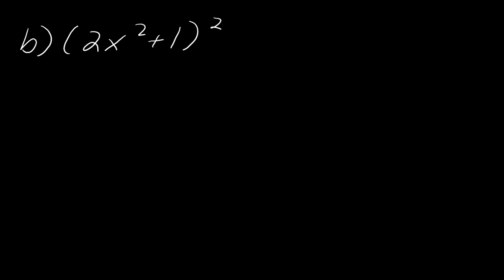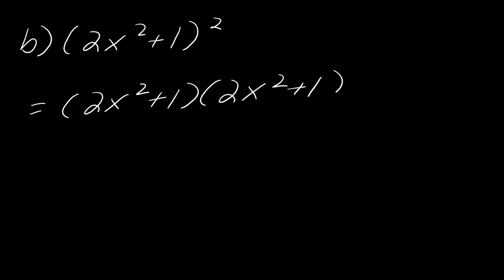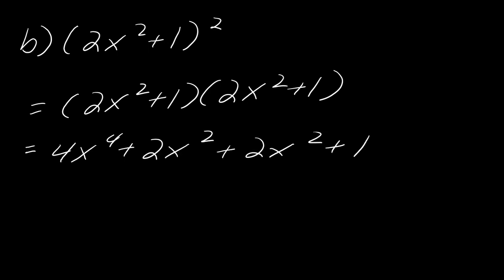And I have just one more. So again, if you're trying to practice this, you can pause the video here, hit play when you're ready. So this is going to end up as 2x squared plus 1 times 2x squared plus 1. So if I multiply all those things together, I get 4x to the 4th plus 2x squared plus 2x squared plus 1. So this comes out to 4x to the 4th plus 4x squared plus 1.